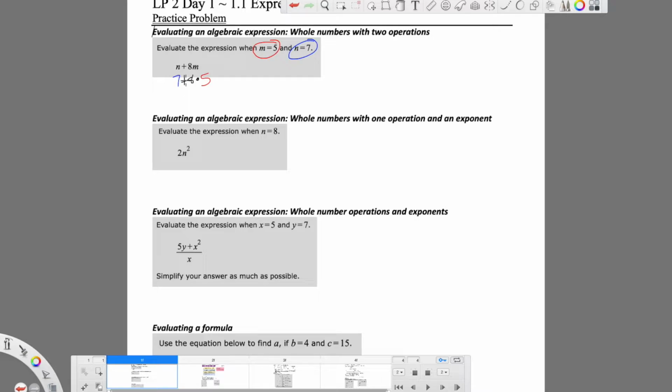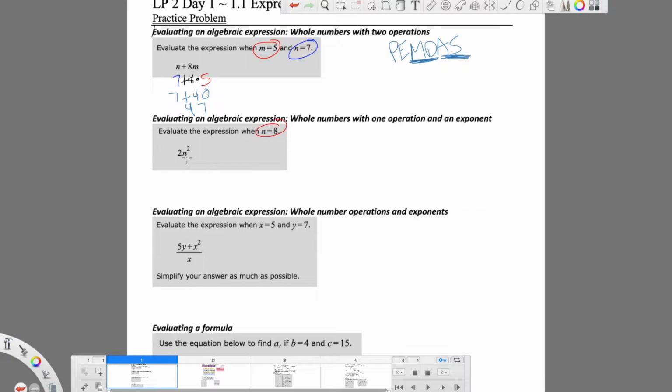So remember PEMDAS when you're doing these. You can't just add 7 and 8 and then multiply by 5. PEMDAS says I have to multiply and divide before I can add and subtract. So I have to go 8 times 5, and I get my 40, and then I can add 40 and 7, and I can get 47. There we go, 47. Alright, so the next one we have evaluate the expression when n equals 8.